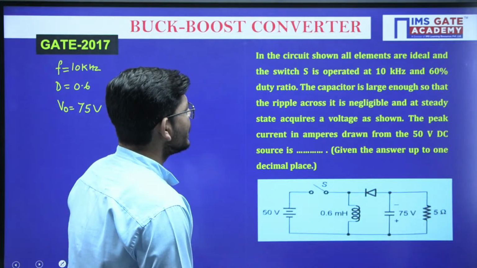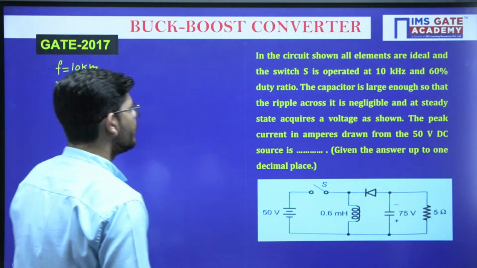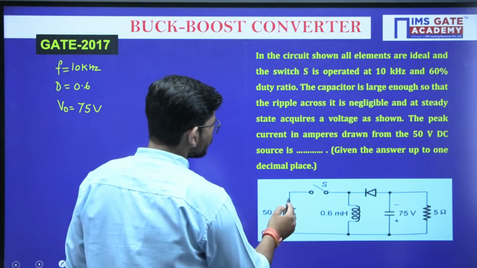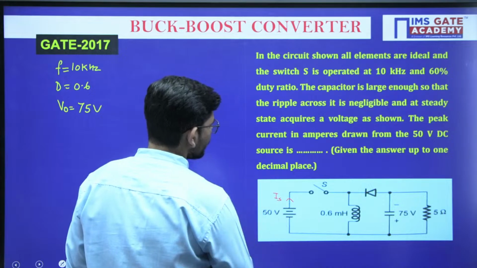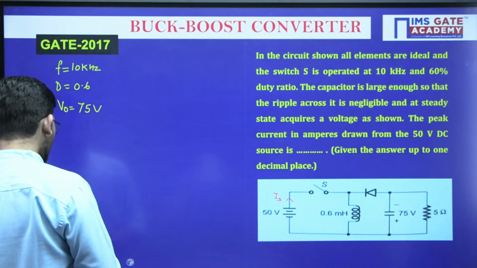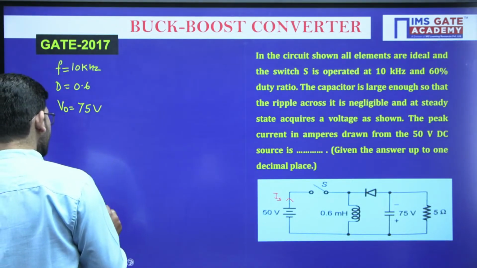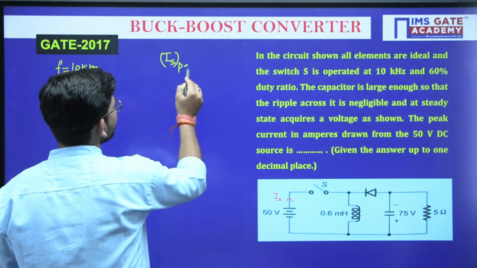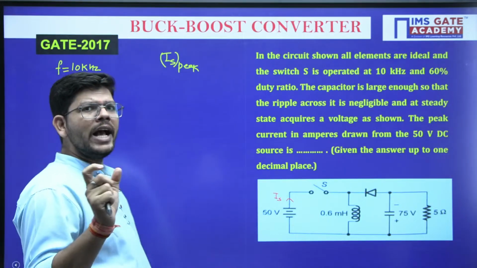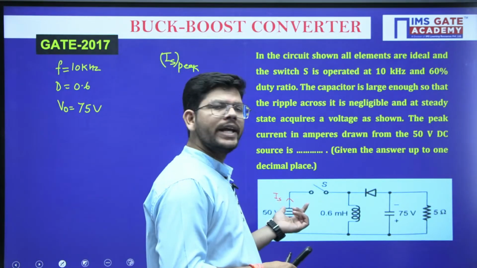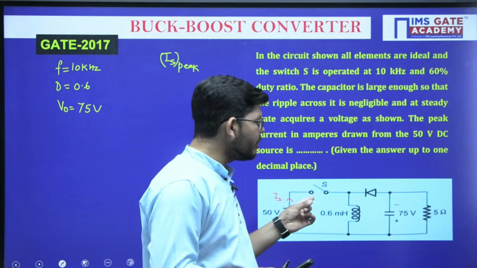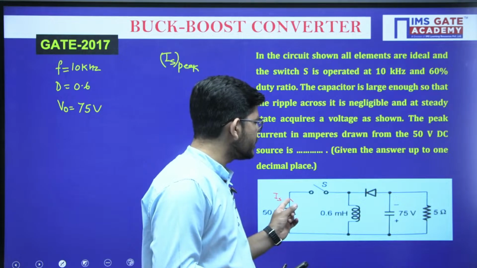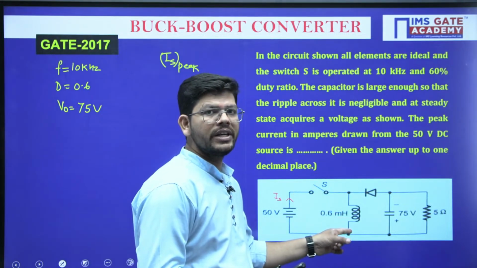The peak current in ampere drawn from the 50 volt source will be, okay, 50 volt source. So this is the source. Now what will be the peak current drawn by this source? Now let me ask you one question. When will the current flow across the switch? When the switch is on, only then the current will be flowing, and at that time the current that the switch has is exactly equal to the inductor current.